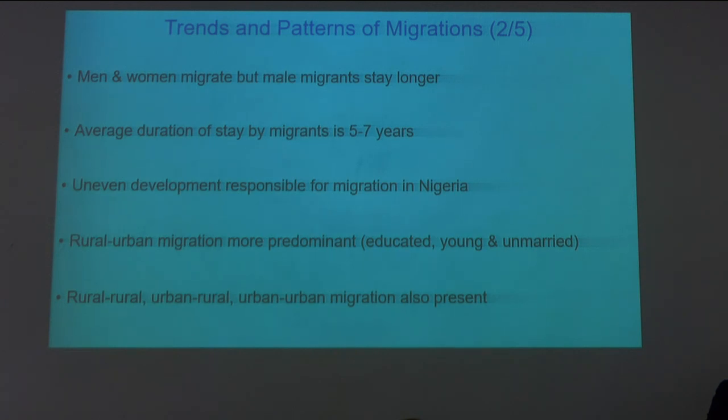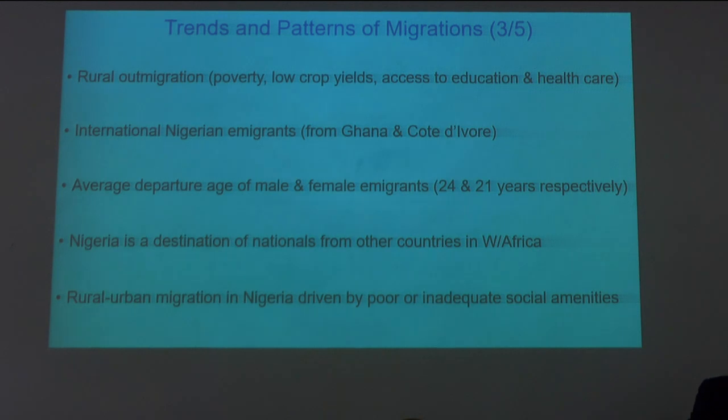Now, rural-urban migration is more dominant in terms of migration, and most of the people engaged in rural to urban migration are the educated, the young, and the unmarried. We have other forms of migration. We have rural to rural migration, urban to rural migration, and urban to urban migration.